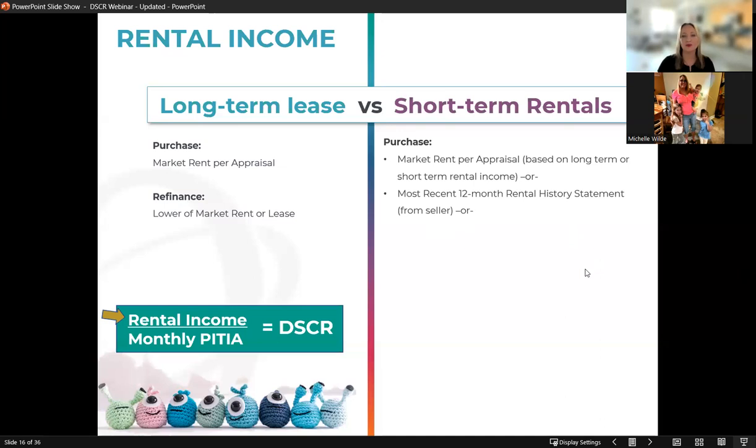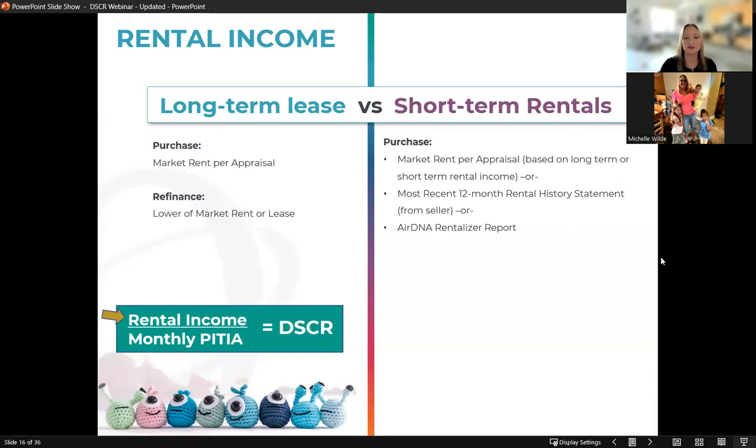We also have the option to use the most recent 12 months rental history statement from the seller if it's a purchase. A lot of sellers aren't going to be willing to do that, but if they are, that's another option that we can use for short-term rentals on a purchase.